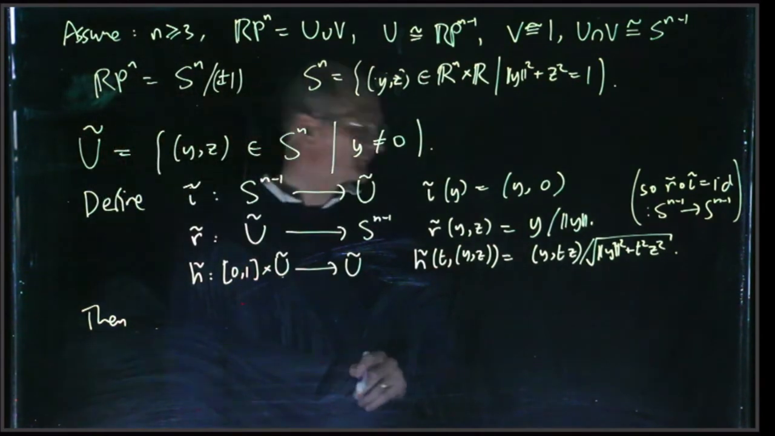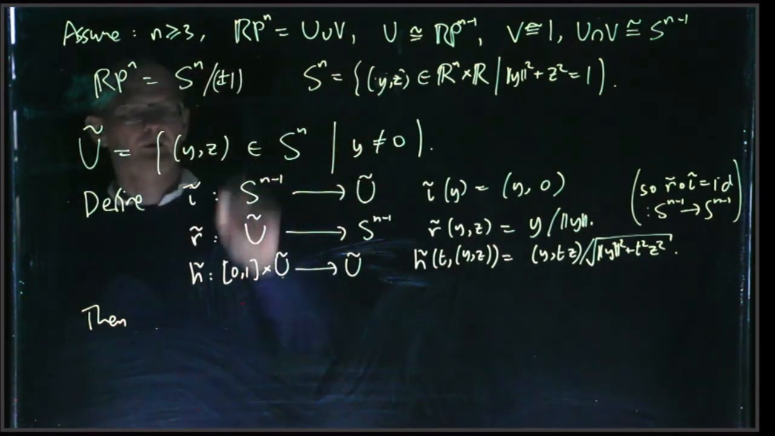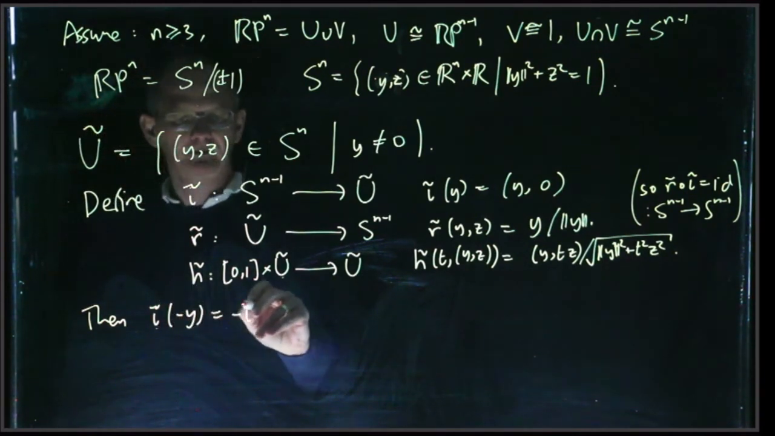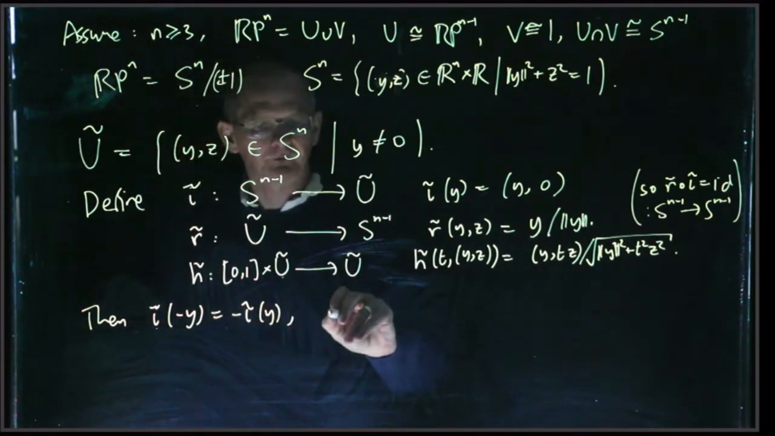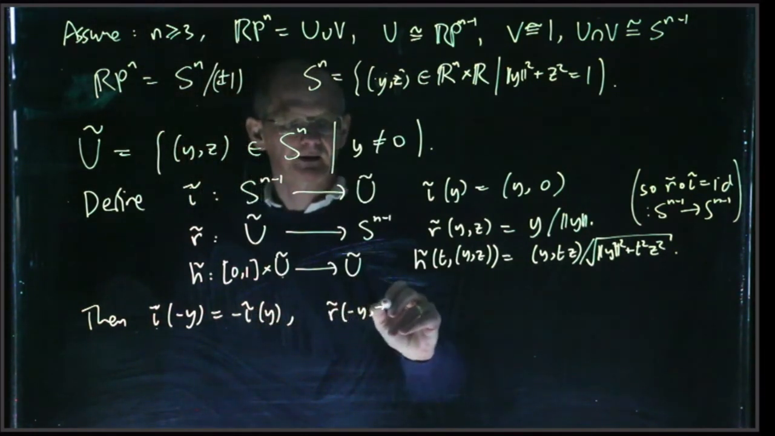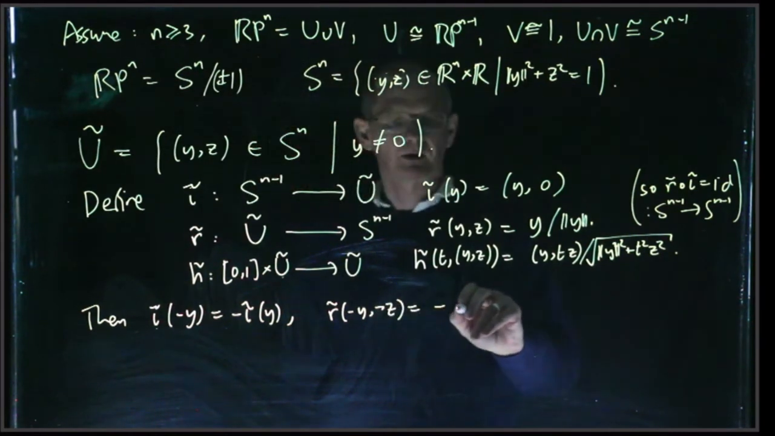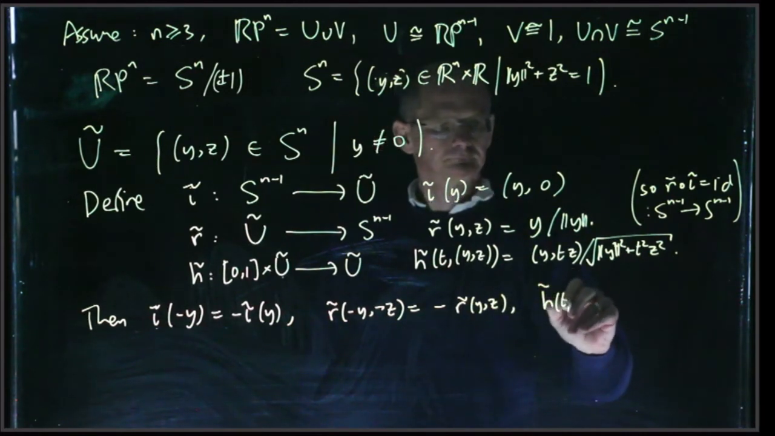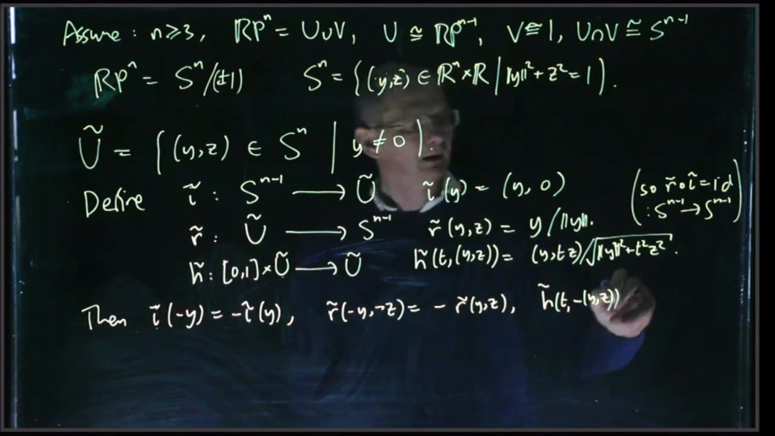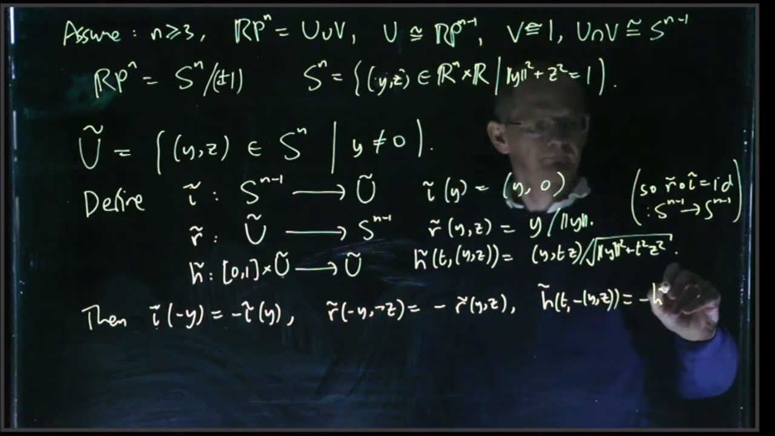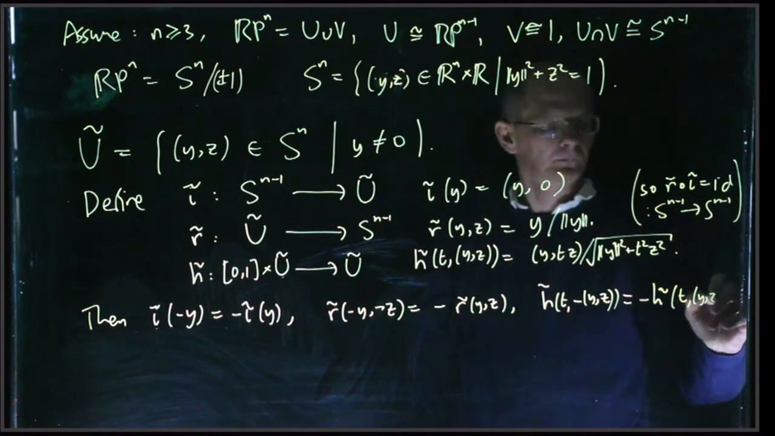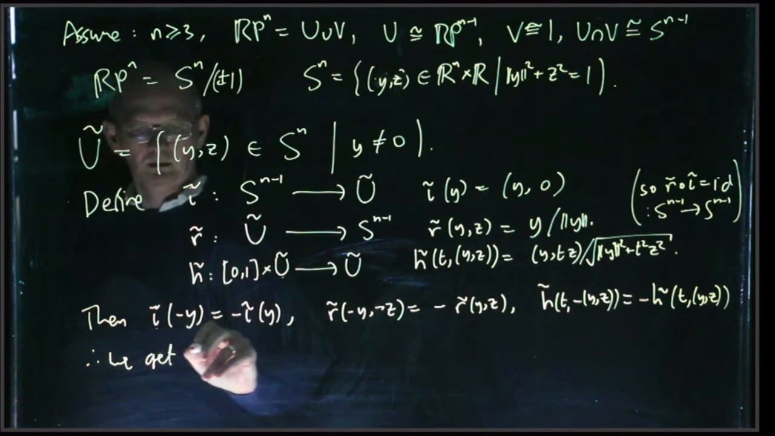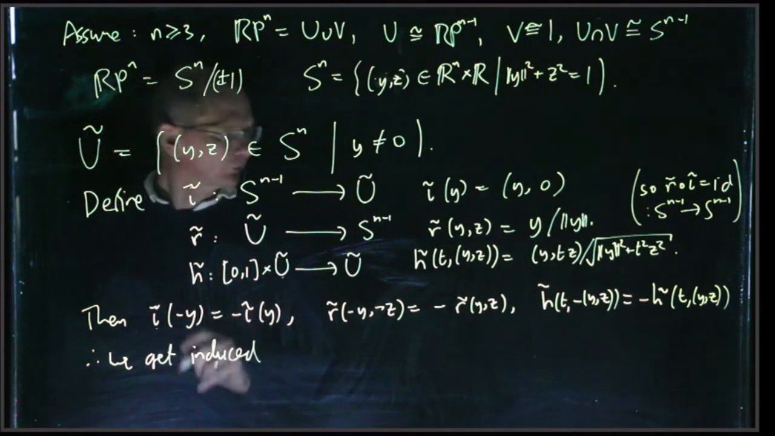So the point about all these tilde maps is that they're all compatible with our equivalence relation. I tilde of minus y is minus I tilde y. R tilde of (minus y, minus z) is minus R tilde of (y, z). H tilde of t, (minus y, z) is minus H tilde of (t, (y, z)). So these are all compatible with our equivalence relations.